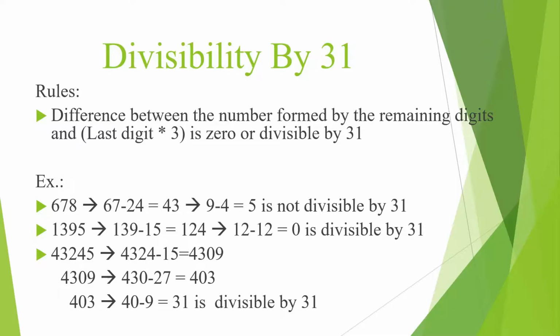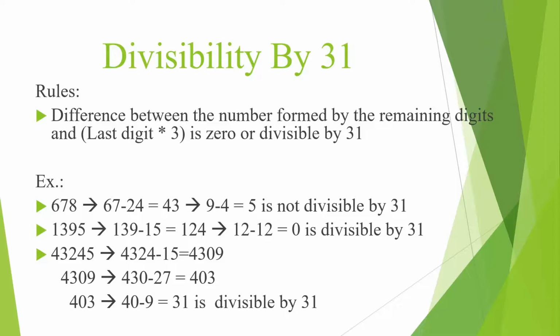Now let us consider another example, 1395. Ignore the last digit, we'll get 139. And the last digit into 3, which is nothing but 5 into 3 equal to 15. We have to find the difference between both, we'll get 124. Let us reduce it further. Ignore the last digit, we'll get 12. And the last digit multiplied by 3, which is nothing but 4 into 3 equal to 12. 12 minus 12 equal to 0. If the difference is 0, then that number is divisible by 31. So 1395 is divisible by 31.